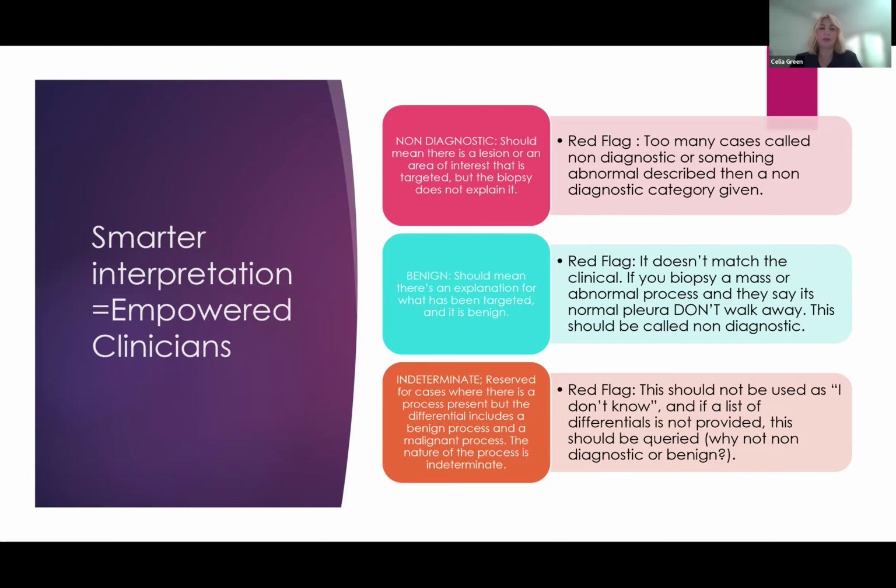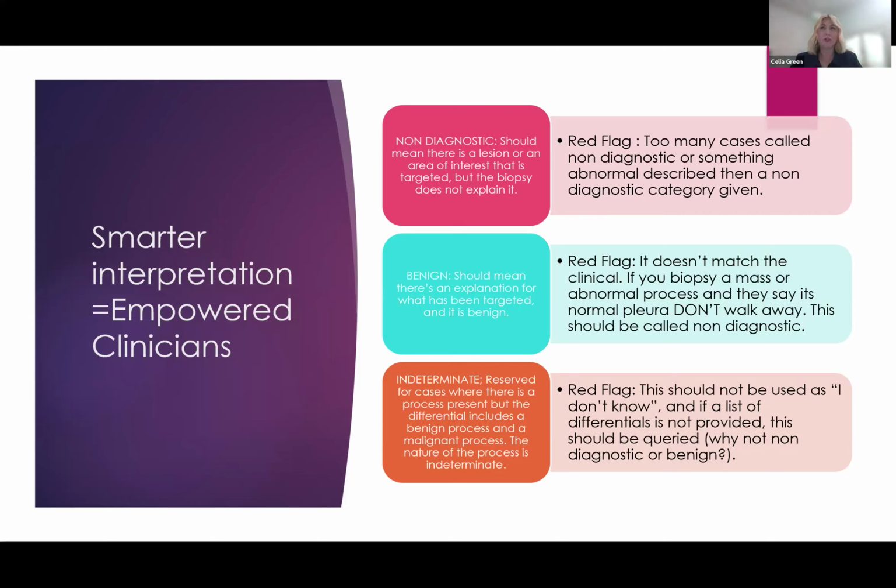And then finally, indeterminate. Truly indeterminate should be reserved for cases where there's a process present and we can describe it, say a fibrinous pleuritis, but the differential includes a benign process and a malignant process. So this is like the early phases of, is this desmoplastic meso or is this reactive fibrinous pleuritis? But it should not be used as 'I don't know' by the pathologist, because basically they should have a differential that includes those things.